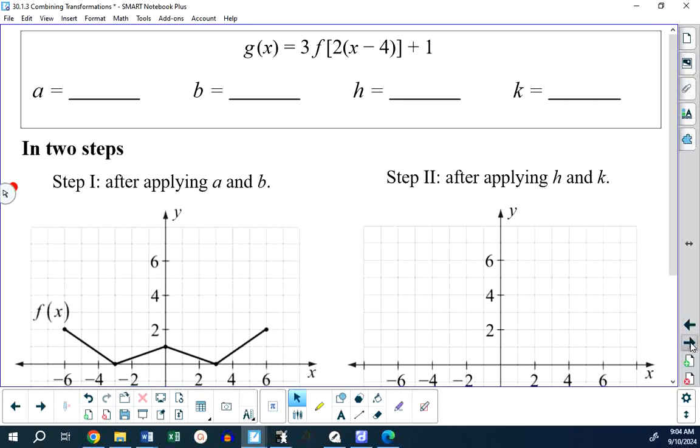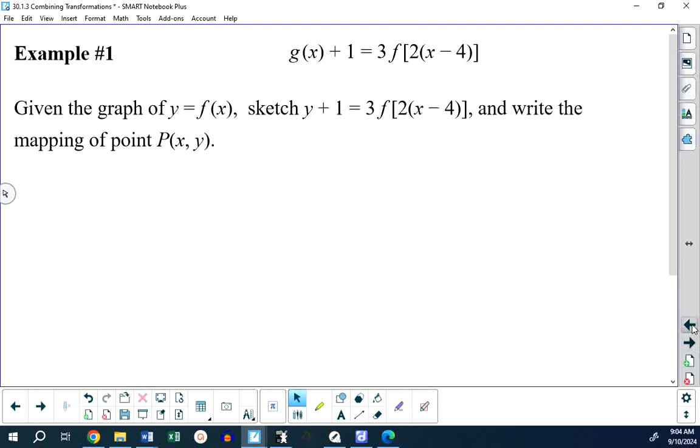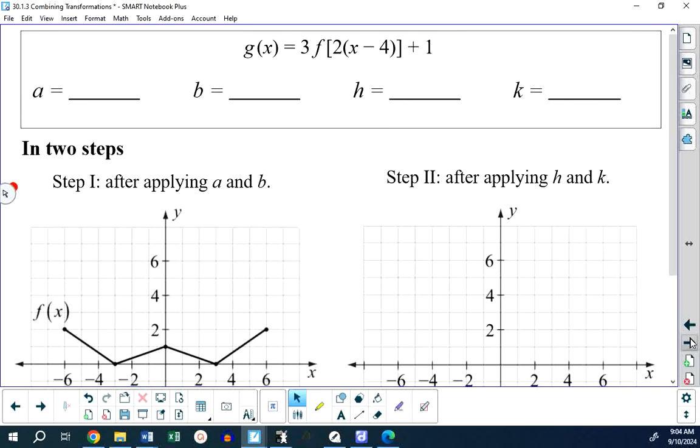I have a typing mistake up here. Who can tell me what's wrong with what's at the top of the screen? Shannon. Should be -1 because I've moved that 1 to the other side. Okay. So if you are writing this down, make sure it says -1.